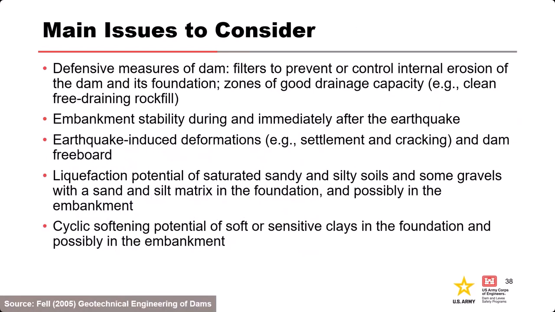So to recap, some key issues to consider here: what are the defensive measures of a dam? Especially if it doesn't immediately overtop, are there filters to prevent or control internal erosion of the dam and its foundation, zones of good drainage capacity, and that sort of thing? In order to understand what our deformed dam is going to look like, to assess whether we have a potential for a release of the water, we need to look at our embankment stability during and immediately after the earthquake. But we also need to look at our earthquake-induced deformations with respect to cracking and the potential for internal erosion, if our remnant section provides enough freeboard to not have immediate release of the reservoir.